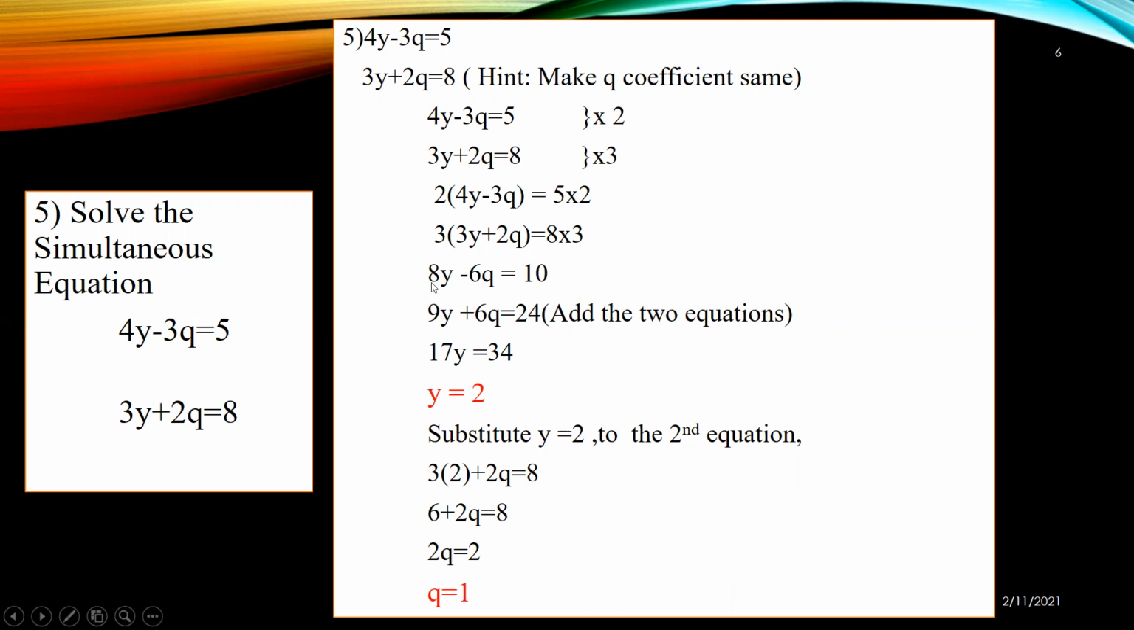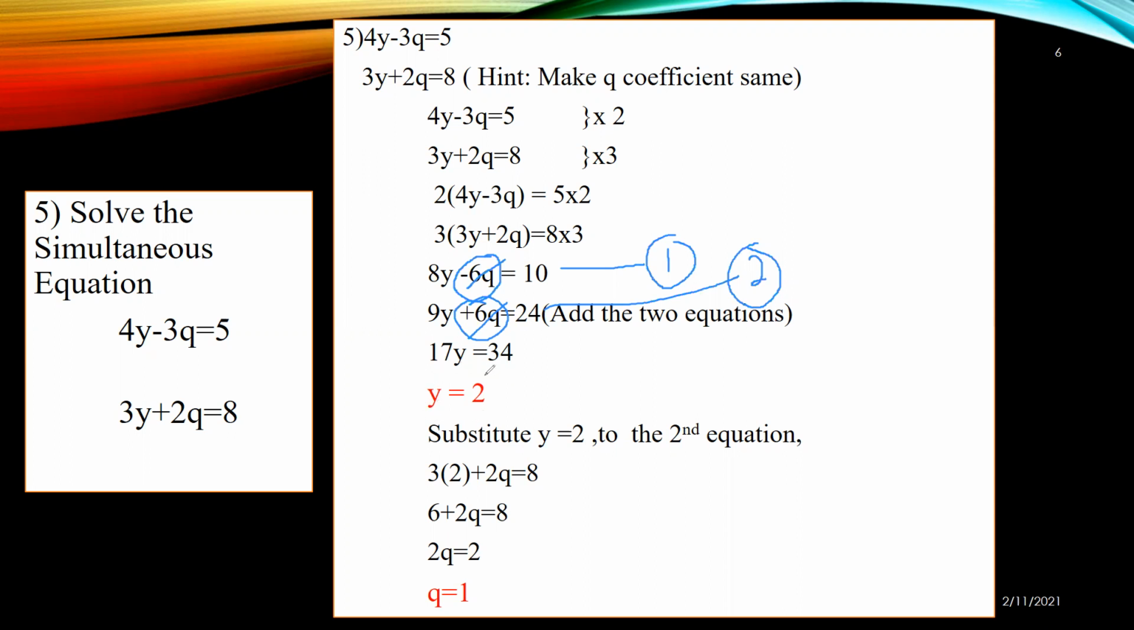Then I'll get 8y minus 6q equals 10. So this is my first new equation. And then when you multiply the second equation by 3, you get this. So this is my second new equation. Now when I see this, I can see here I have minus 6q and here I have plus 6q. So when I add these two equations, I can cancel these two. Then I'll get 8y plus 9y, which is 17y, and 10 plus 24, I'll get 34.